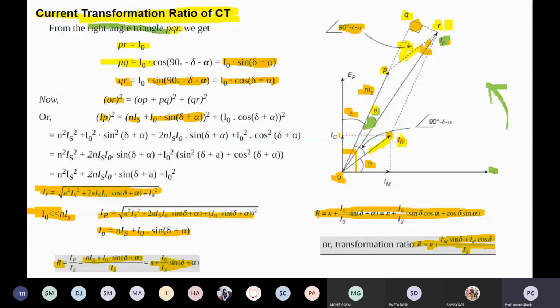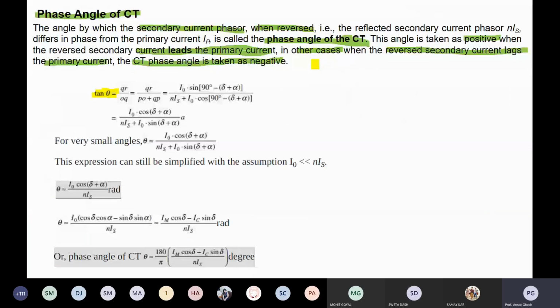What is your QO? QO equals QP plus PO. What is the value of OP? OP value is N into IS. What is the value of PQ? PQ is your I0 sin(delta plus alpha). And what is your QR? You can easily find it out. Those components you are directly getting from the formula that I have already discussed. So now we are able to find out the value of tan theta.